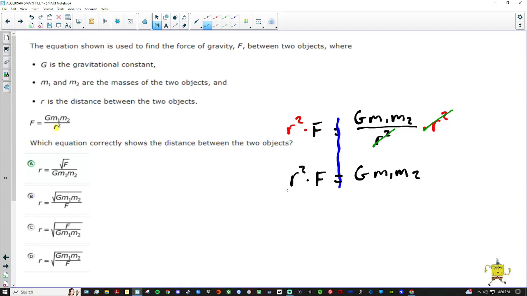Now I still want R squared by itself. I need to move F over to the other side. Right now, F is being multiplied. So to undo that, I'm going to divide both sides by F.